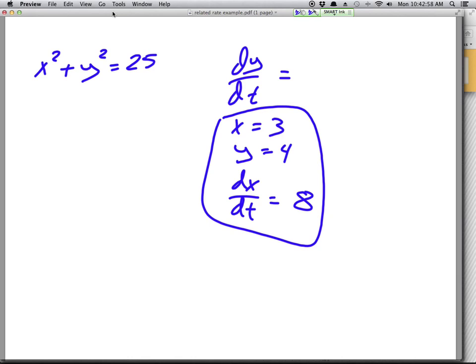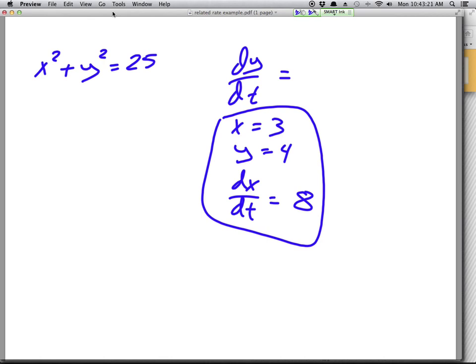Okay, so they're telling me x is 3, they're telling me y is 4, dx/dt is 8, and they want me to use all the information to find dy/dt. And they give me this equation, x squared plus y squared equals 25. What do I need to do to that equation? Find the derivative, because if I'm going to use dx/dt and dy/dt, I have to take the derivative.